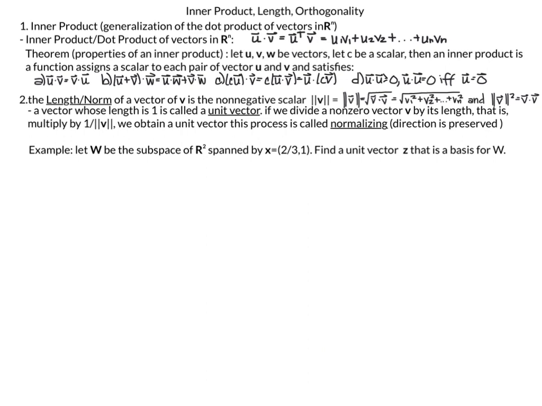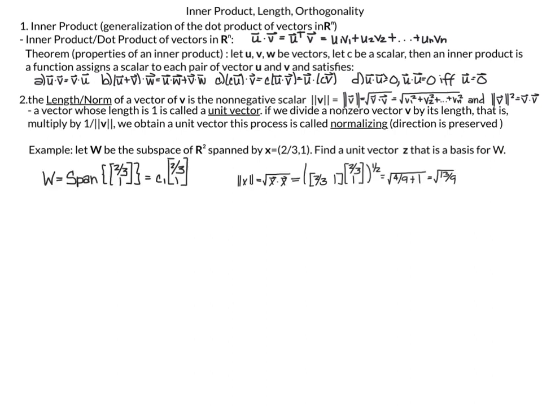Our next example: let W be the subspace of R2 spanned by the vector x equal to (2/3, 1). Find a unit vector z that is a basis for W. I started just by writing this out. W is equal to the span of this vector (2/3, 1). So in other words, it's every linear combination of this vector, which is just C1 times (2/3, 1). This is what W is, all multiples of this one vector.